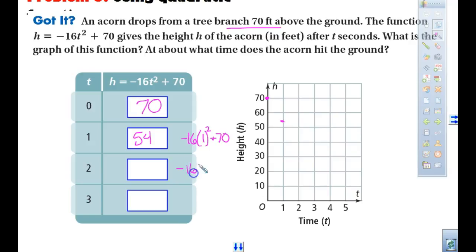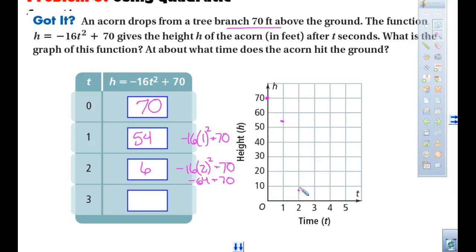It's negative 16 times 2 squared plus 70. That means you're taking 4, right? 2 squared, 4 times 16, which is going to give us, we're looking at a negative 64, right? Plus 70. If you're not sure how I got that negative 64, make sure you go back and review your order of operations, which means at 2 it's at 6. We're getting close, right? It's falling fast, right?